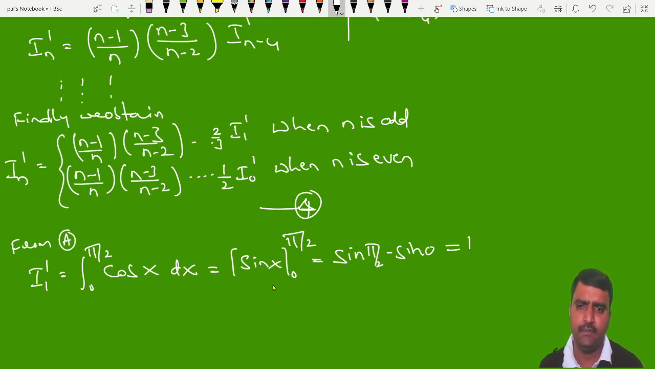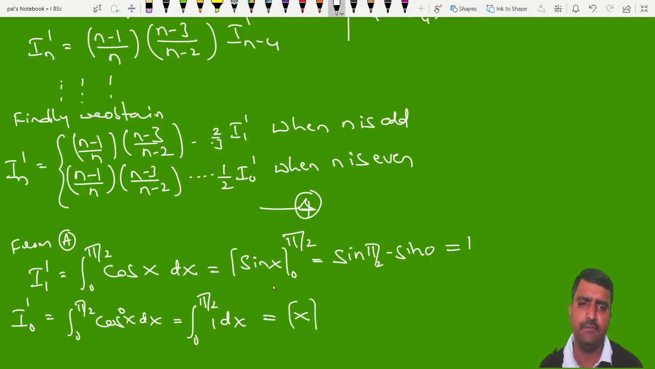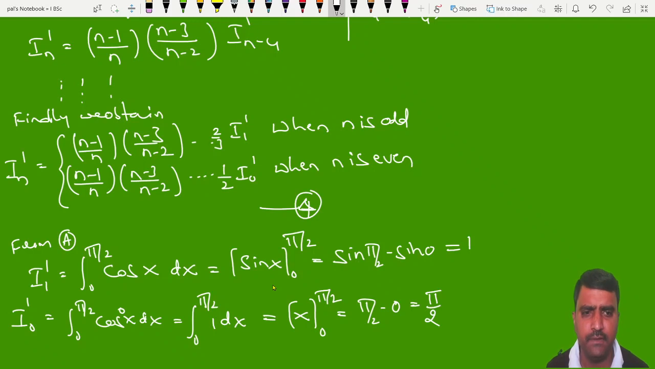Similarly, I naught dash is equal to the integration from 0 to pi by 2 of cos to the power 0 x dx. Cos to the power 0 means it is 1 into dx. The integration of 1 is x with the limit 0 to pi by 2, which is equal to pi by 2 minus 0, equal to pi by 2. So I naught dash value is pi by 2, and I1 dash value is 1.